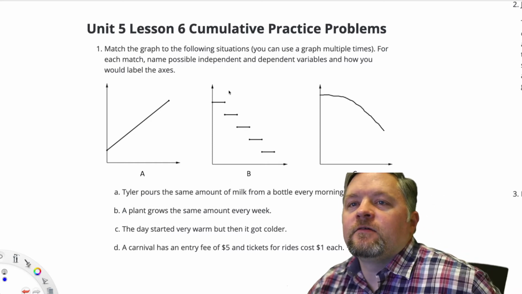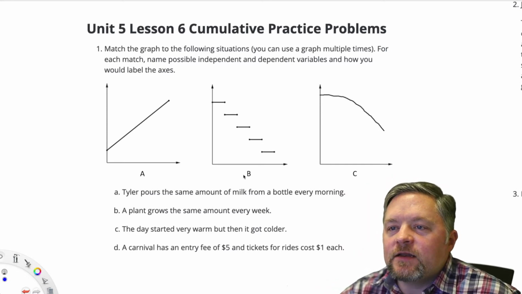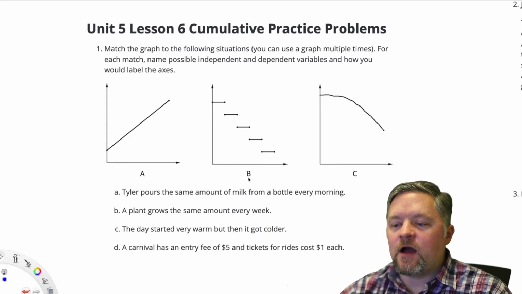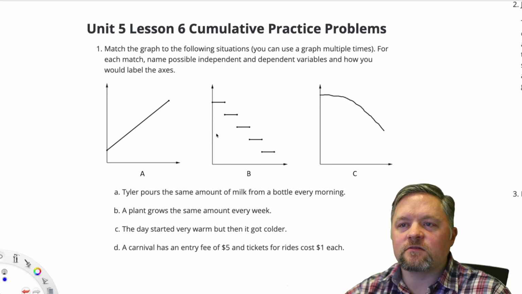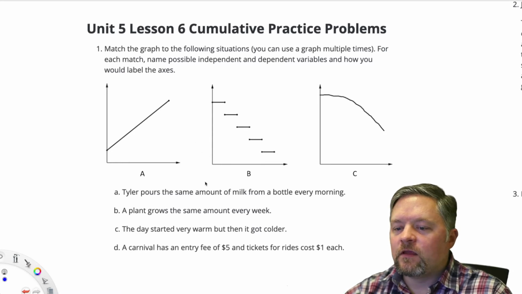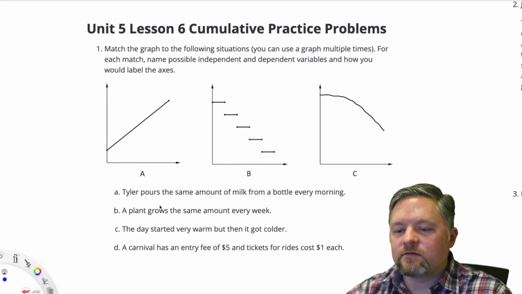And for each match, name possible independent and dependent variables. The independent would be time. Dependent would be milk left in the carton. How you would label the axes? Time, milk in the carton.